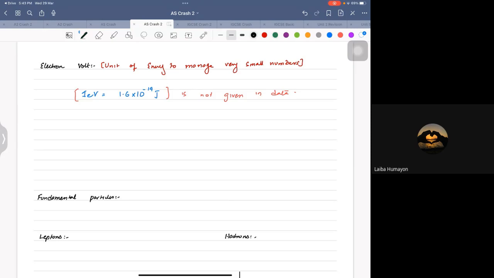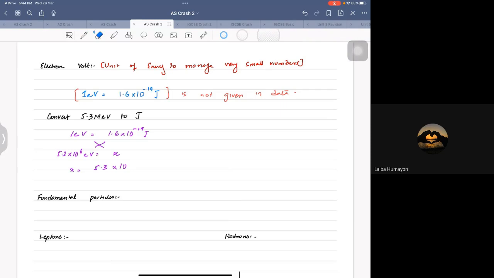For example, if they say convert 5.3 mega electron volts to joules. So how do you do this? You write 1 electron volt is 1.6 times 10 raised to minus 19 joules. So 5.3 mega electron volt means 5.3 times 10 raised to power 6 electron volt is equal to x. You're going to cross multiply, and obviously that would basically be multiplying this value. And that would give you something like 8.5 times 10 raised to power minus 13 joules. Is it clear?